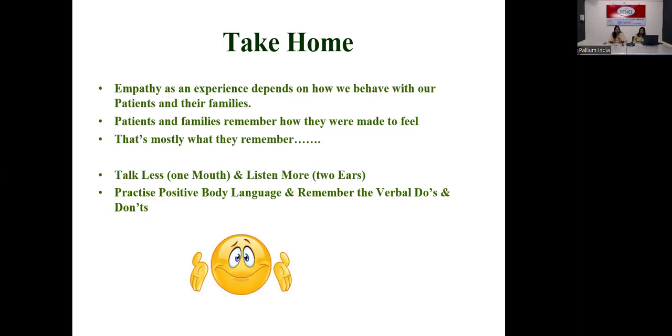the intervention was very low, the treatment was nothing, nothing was done, but the communication alone might have helped the patient. The patient, the families, and the caregivers always remember how you made them feel in the first few visits. So it is very important how we make them feel, how comfortable we make them feel. That's mostly what they remember. Talk less and listen more. Practice positive body language and remember the verbal do's and don'ts.